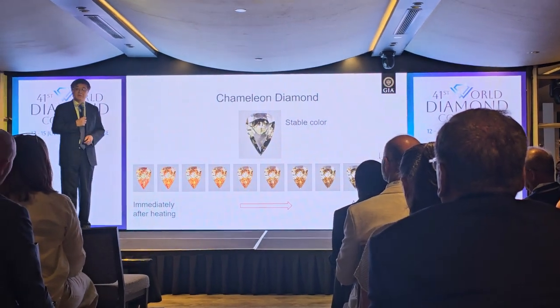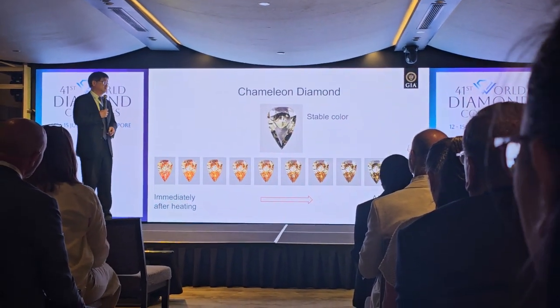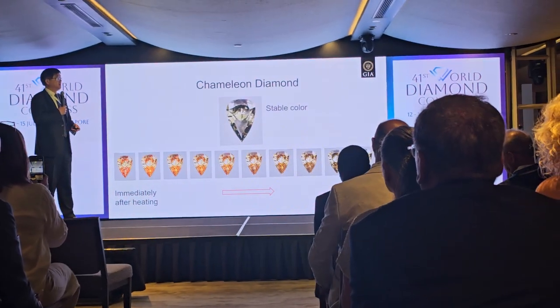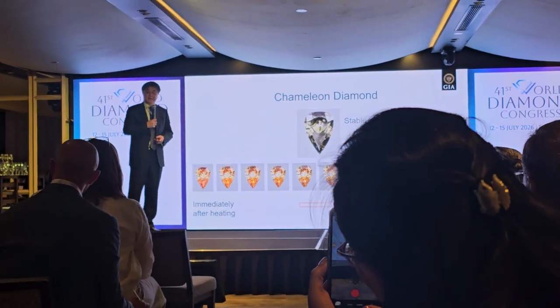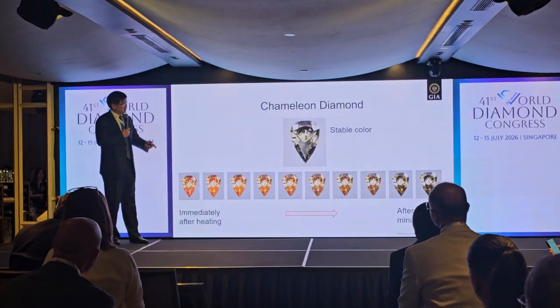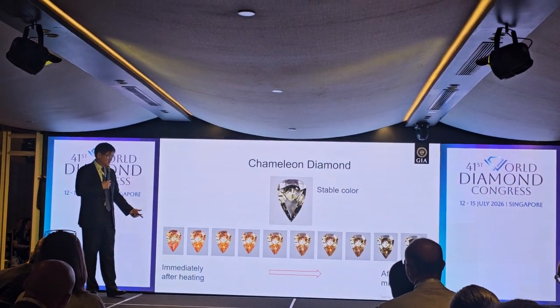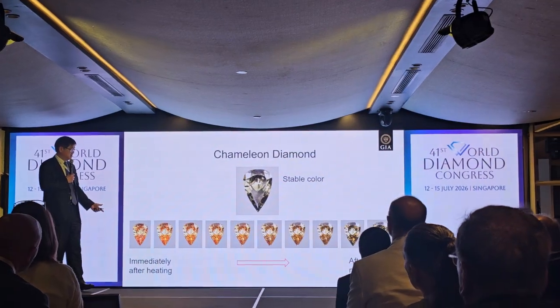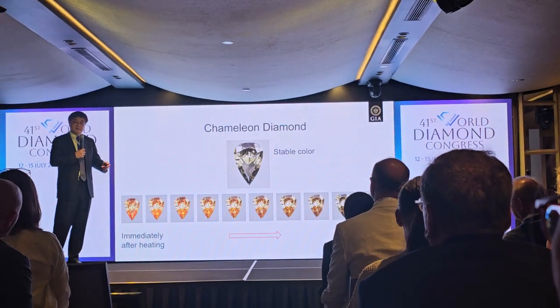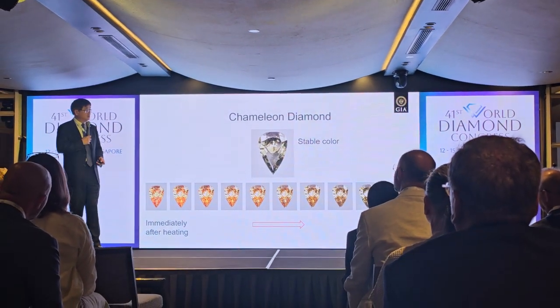Even though we have studied diamond color for decades, there are still a lot of mysteries we don't know. Here, I think many of you have probably heard of the chameleon diamond. The yellow-green color is a stable color, but if the diamond is lightly heated, it turns to a very bright orange color, and the color will come back in a few minutes when the diamond is cooled down.